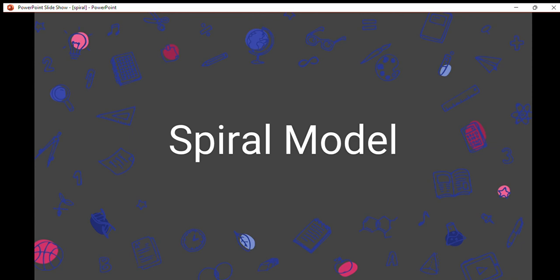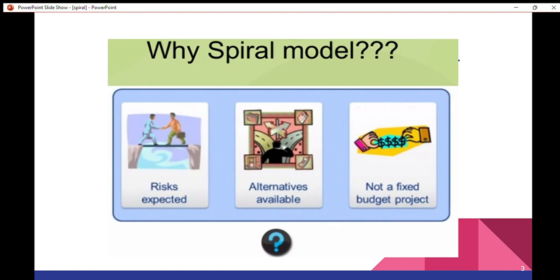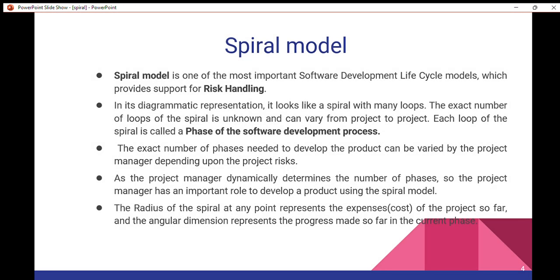So today we are going to talk about the spiral model, the win-win spiral model, and the differences between the win-win spiral model and the spiral model. We need the spiral model because it is about risk, expected alternatives available, and not a fixed budget project. It is one of the most important software development lifecycle models, which provides support for risk handling.